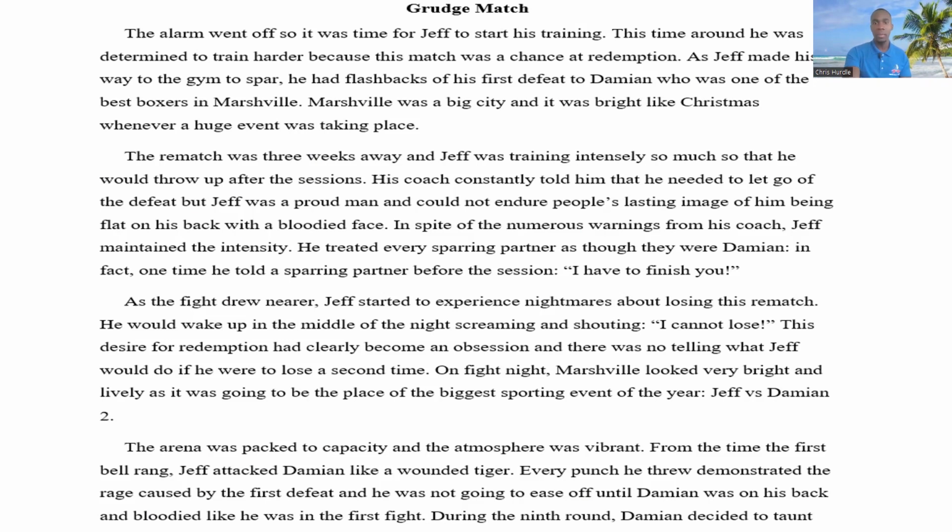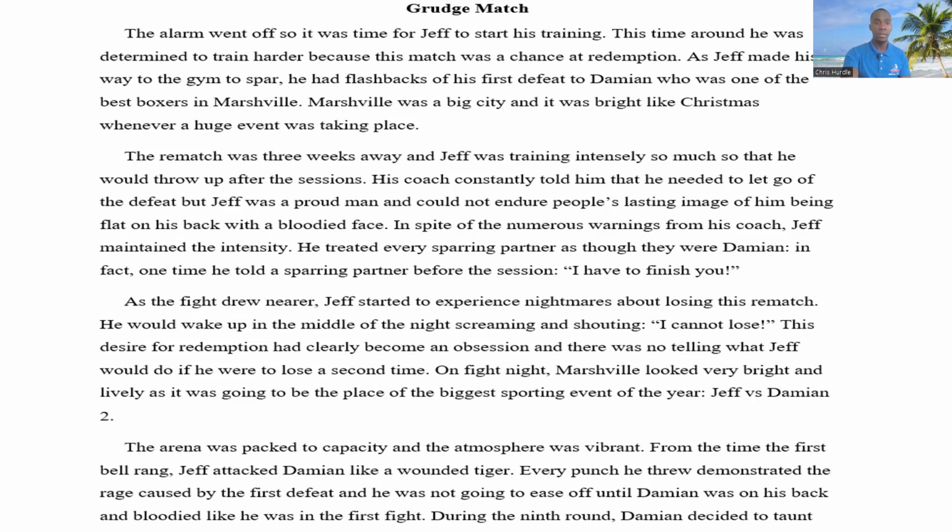So we talked about him experiencing nightmares, screaming and shouting, "I cannot lose." All this is building towards the big event, which is the climax. Remember, his objective is to avenge the defeat. So when he's training and all the nightmares he experiences before this big fight, all of that will be raised in action. The tension is building, right? So now we get to the actual climax, which is the most dramatic part. So what's going to happen? Is he going to beat Damien, or is he going to lose?